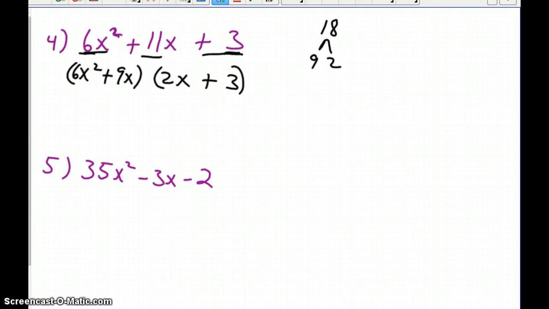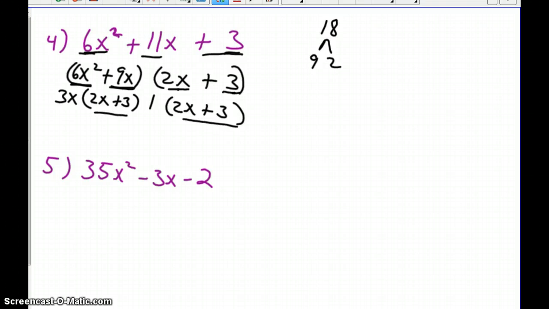Okay, now you say to yourself, what's the common factor? 3x. When I take 3x out of this, what am I left with? 2x. When I take 3x out of this, what am I left with? 3. What's the common factor? Oh, there is something. It's a 1. You take a 1 out. When I take 1 out of this, what am I left with? And when I take 1 out of this, what am I left with? There you go.